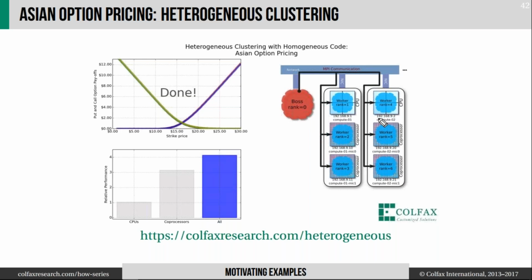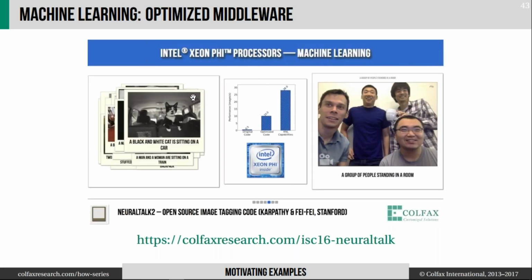And one more example of modern code practices is middleware optimization. Not every computational application is written in C or C++ or Fortran. Some applications use higher level languages such as Python or MATLAB or R, or as in this case, the Lua language. We downloaded an open source application written by, I believe, a postdoctoral scholar, Andrej Karpathy at Stanford.